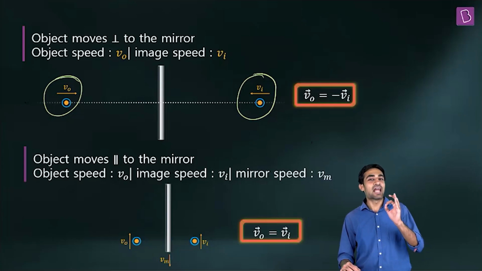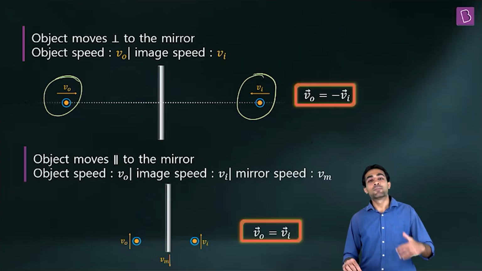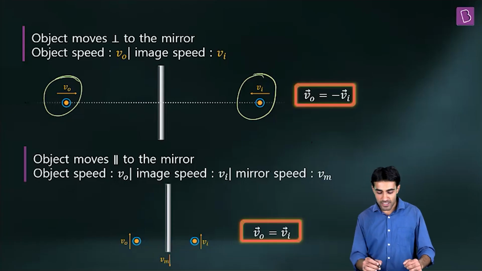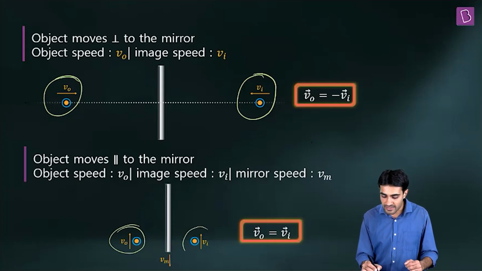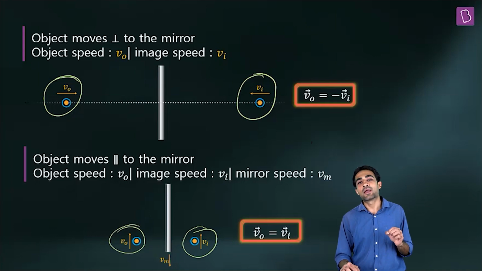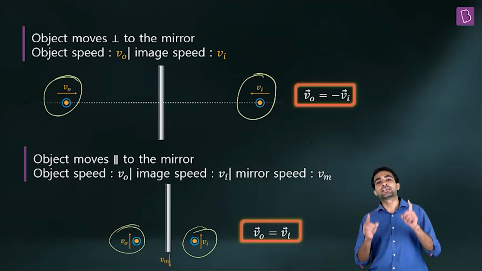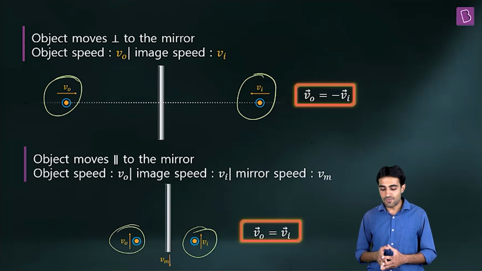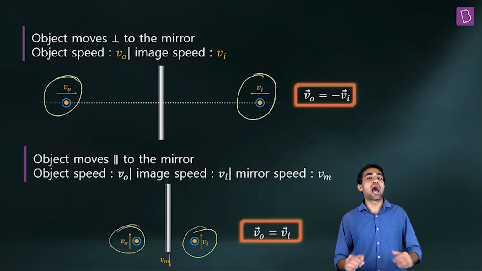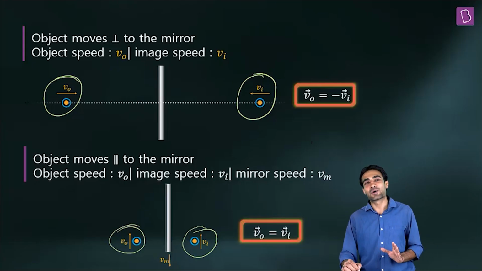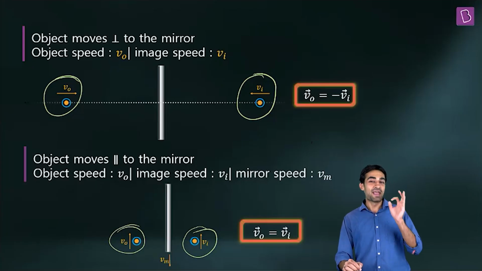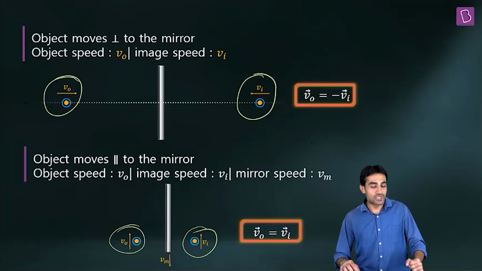Now, when the object moves parallel to the mirror, the speed of the object v0 is still equal to the speed of the image, and the direction of the velocity is also the same. So we can see v0 vector is equal to vi vector in the second case. Okay? Now, let's get back to our question.